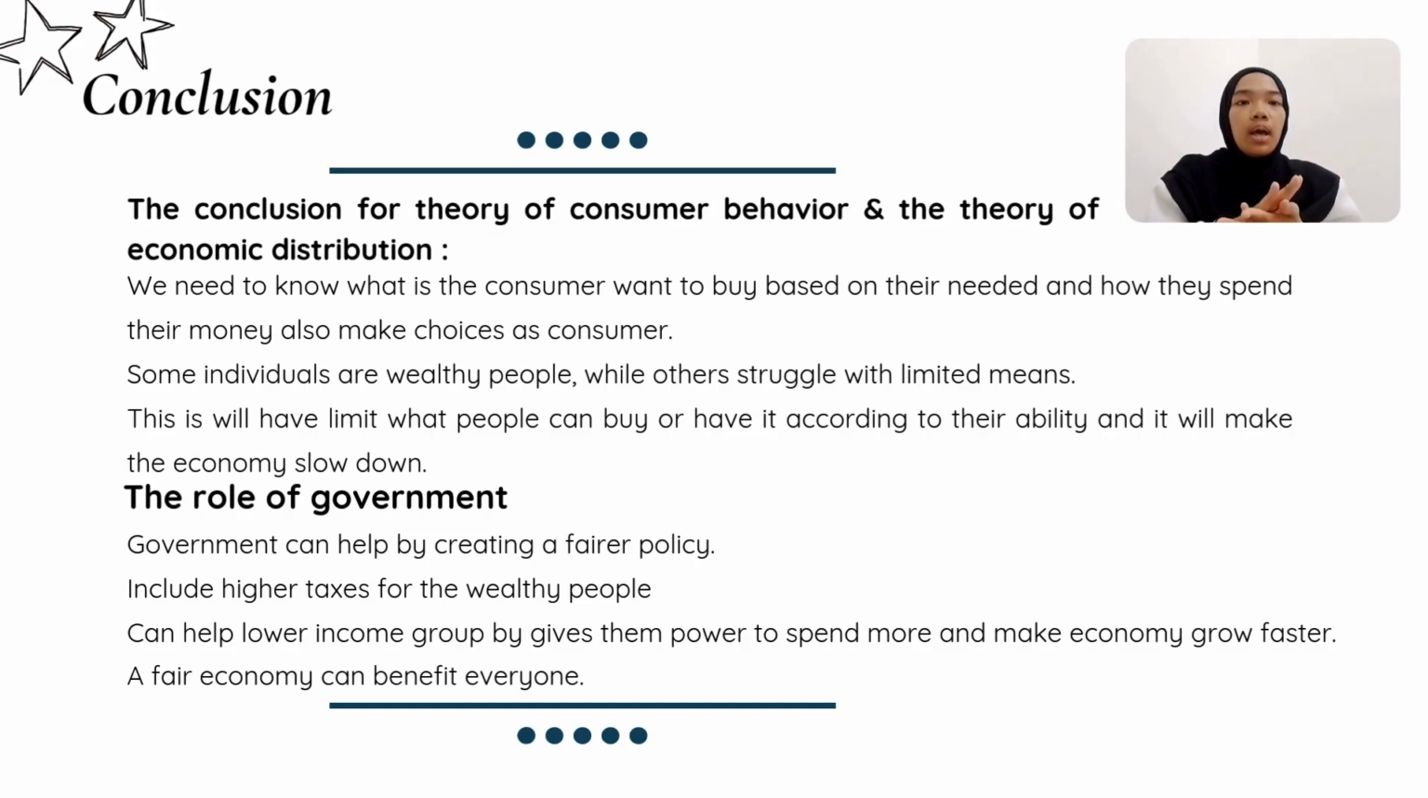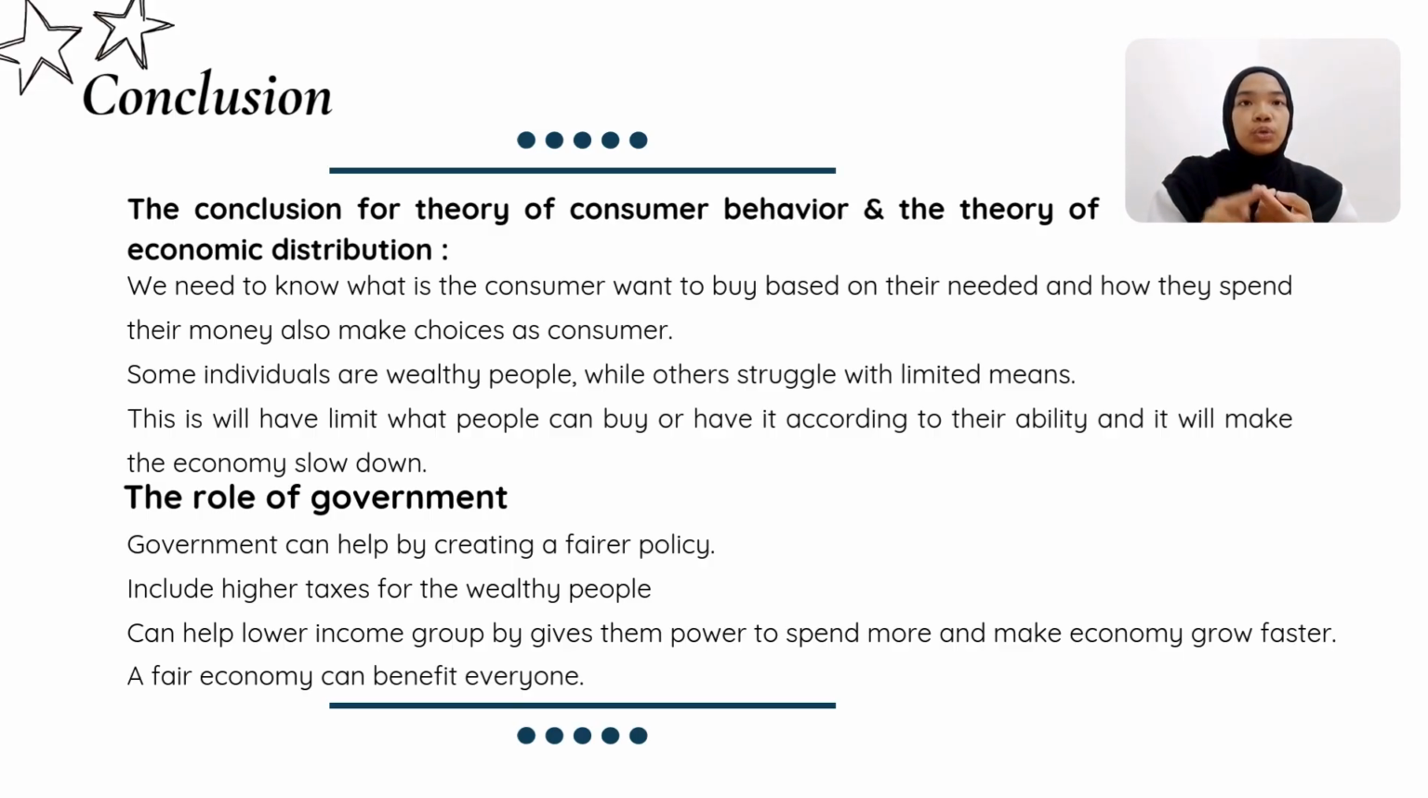So now we are at the last part, which is the conclusion. So what is the conclusion? The conclusion of our report for the theory of consumer behavior and the theory of economic distribution is we need to know what the consumer wants to buy based on their needs, and how they spend their money and make a choice as a consumer.